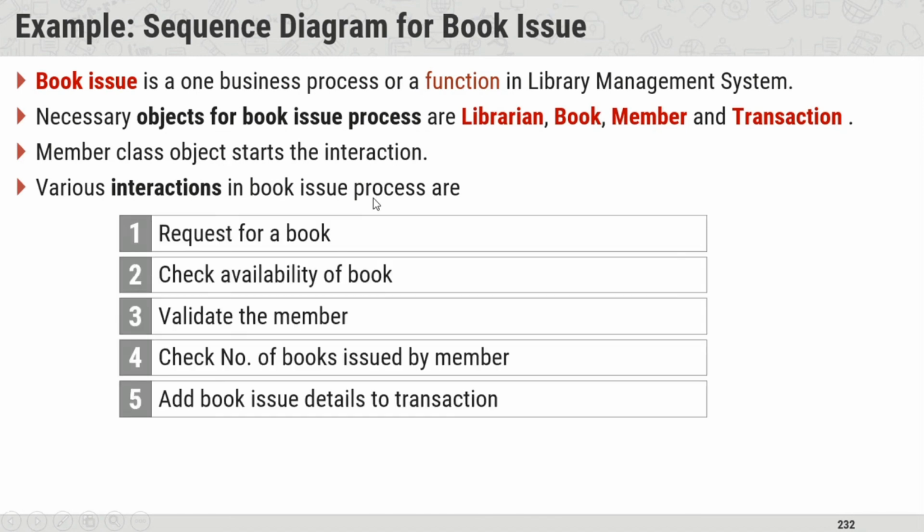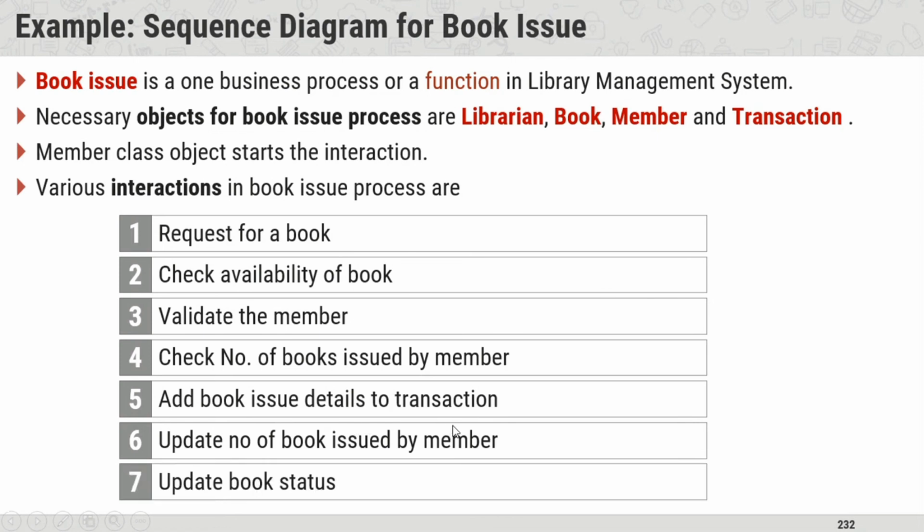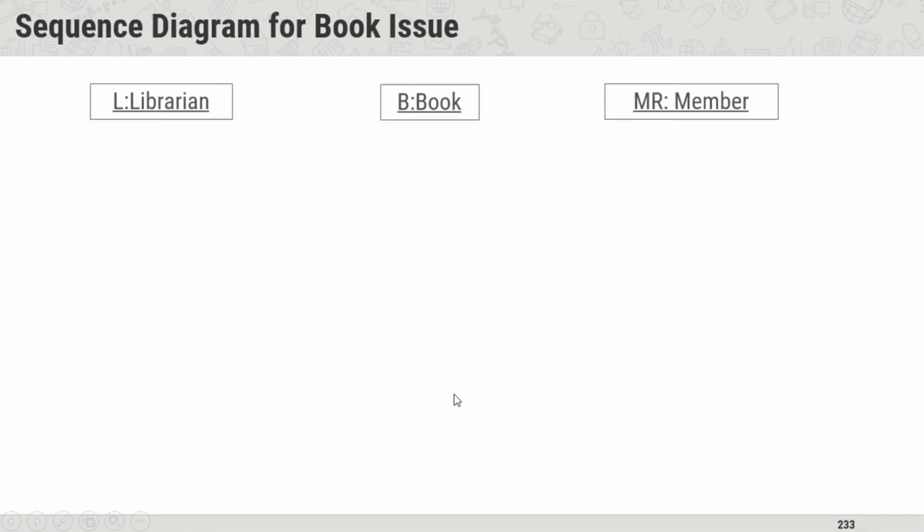So what are the various interactions in the book issue process? We could request a book, check availability of the book, validate the member, check the number of books issued by the member, and add book issue details to the transaction. But here we are not able to understand who is initiating that particular process, or which user performs this functionality. So what interaction is happening between all of these objects? To understand that, we are drawing a sequence diagram for the book issue.